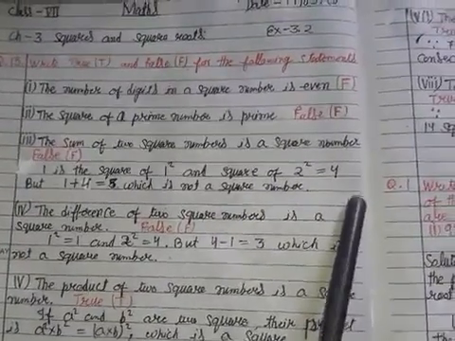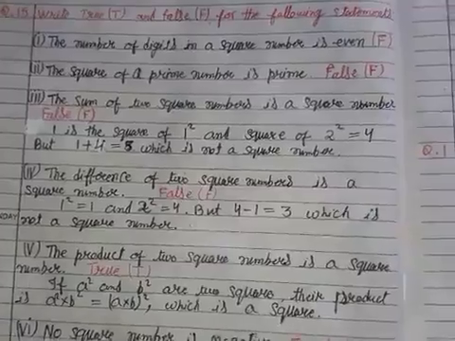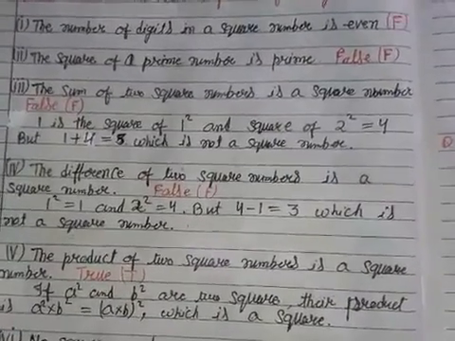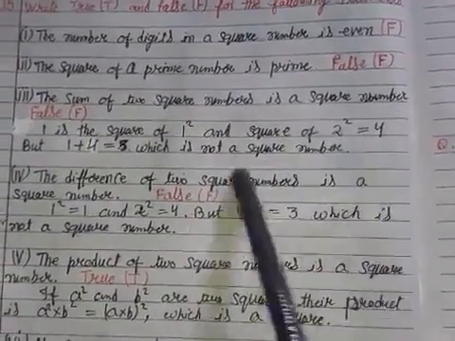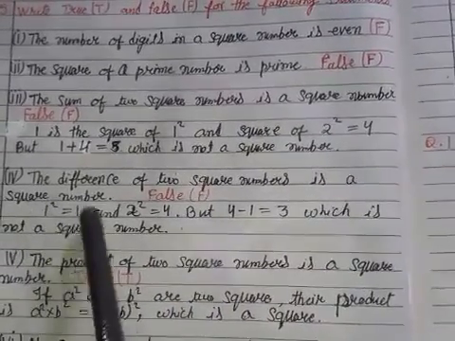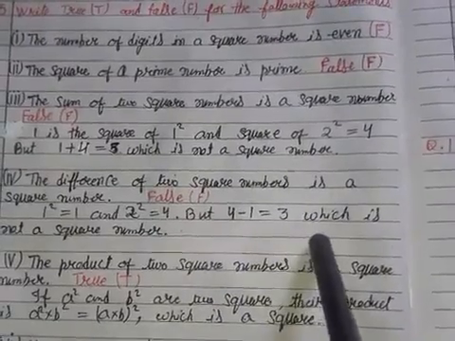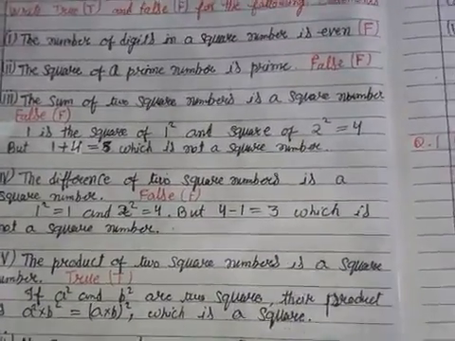Now what is the fourth question? The difference of two square numbers is a square number. It is also false, because the square of 1 is 1 and the square of 2 is 4, but 4 minus 1 is 3, and 3 is not a square number.